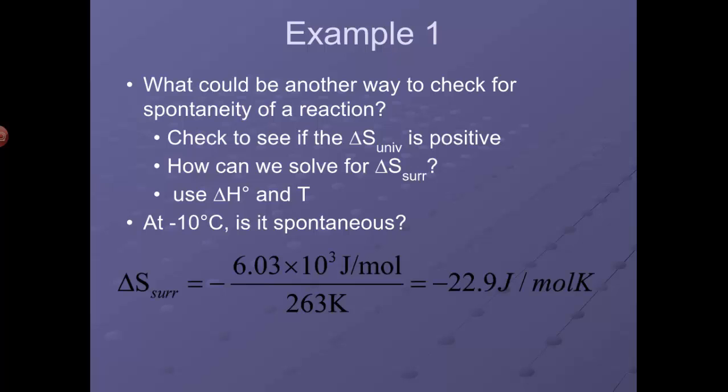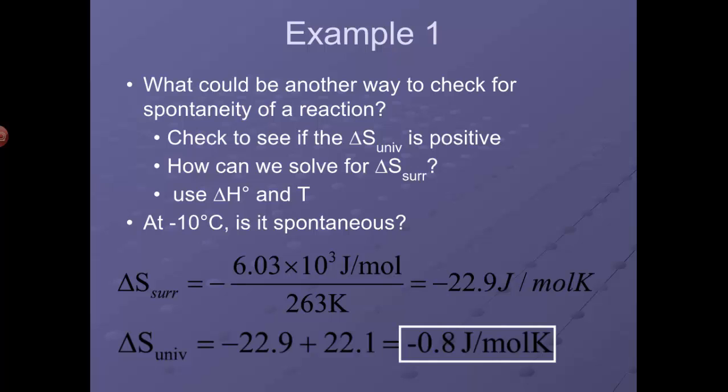Delta S of surroundings is negative delta H over T. Delta S of surroundings is negative 22.9 joules per mole Kelvin. Delta S of the universe is delta S of system plus delta S of surroundings. So I add those two together, I get negative 0.8. Delta S of the universe has a negative sign. It's not a spontaneous process.